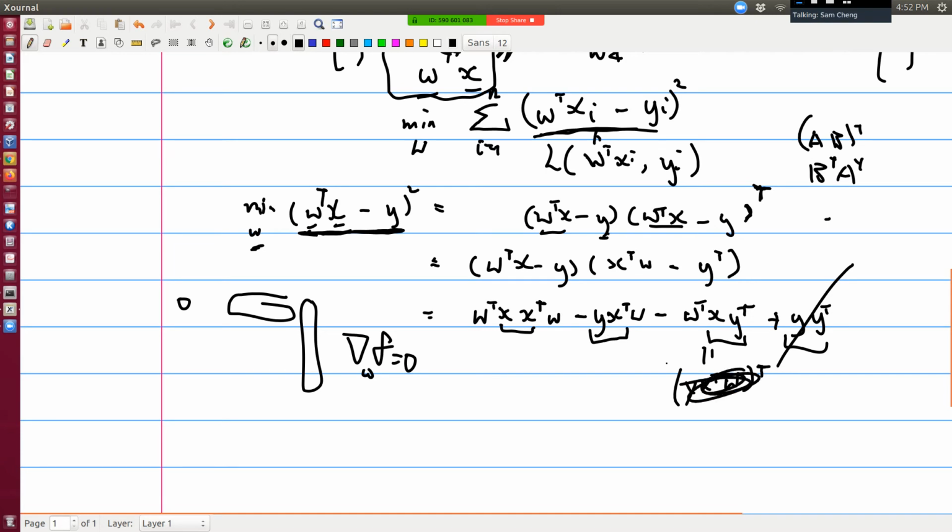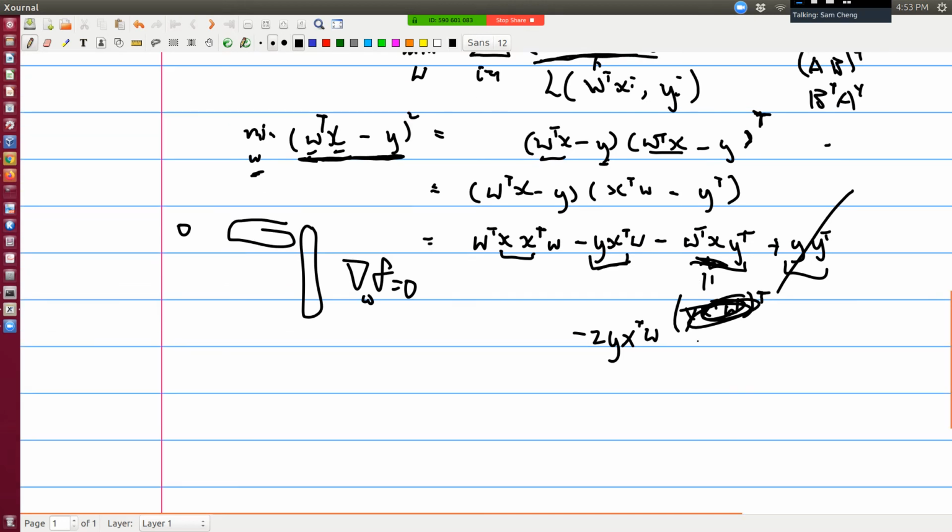Therefore, actually, I can also write maybe just minus 2y x transpose W. It will be the same thing actually. Is that clear? These two are actually the same. Okay, so now, this is something that I will do one time.